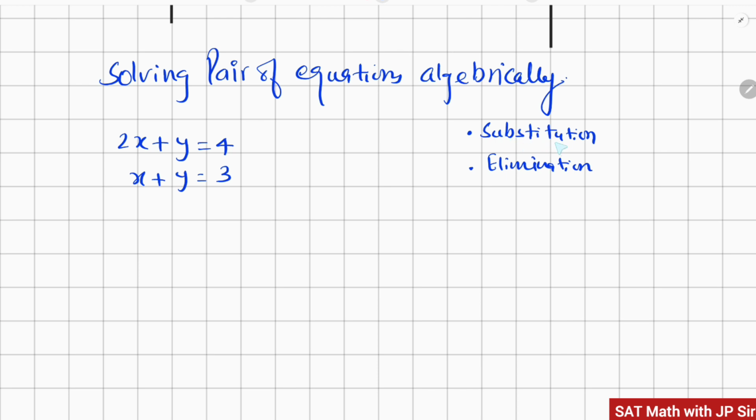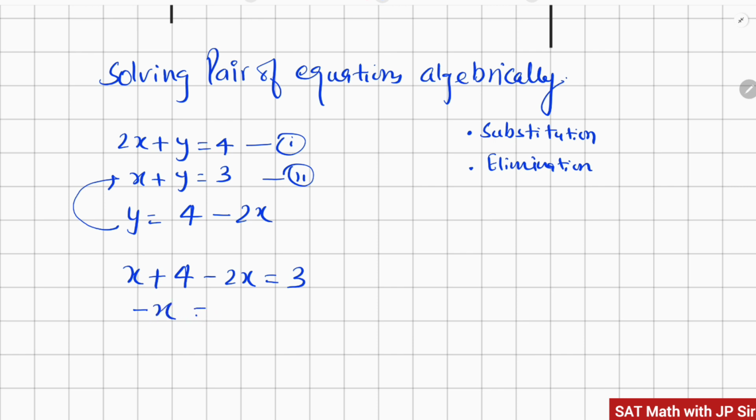First, substitution method. In the substitution method, we substitute one variable. Suppose this is equation number 1, this is equation number 2. From equation number 1, we will write y in terms of x, so y equals 4 minus 2x. This y we will substitute in equation number 2. So we have x plus, in place of y we write 4 minus 2x, equal to 3, minus x equals 3 minus 4, minus x equals minus 1, and x equals 1.